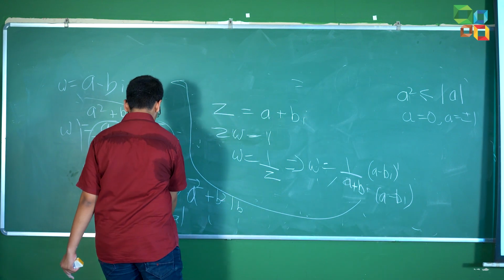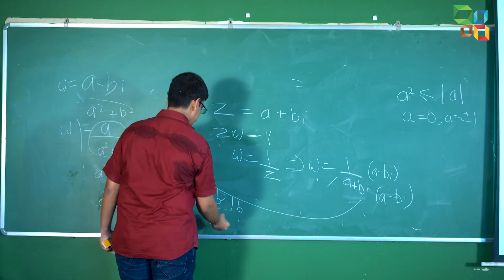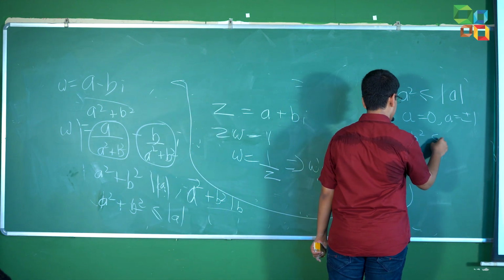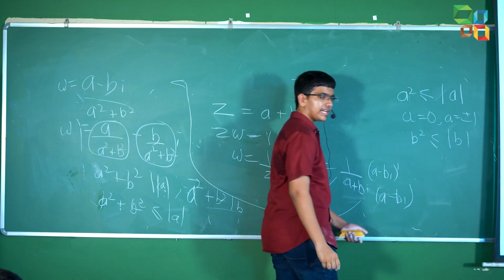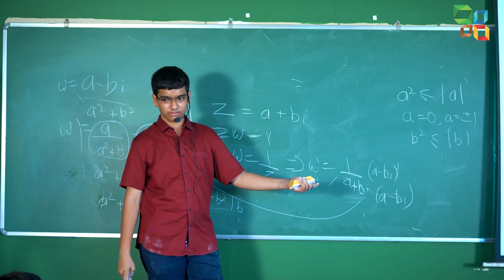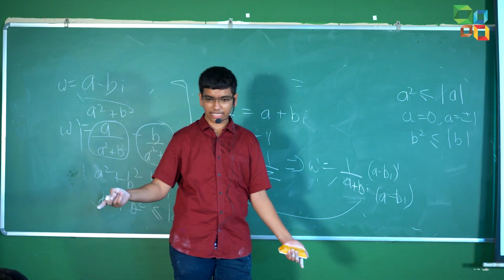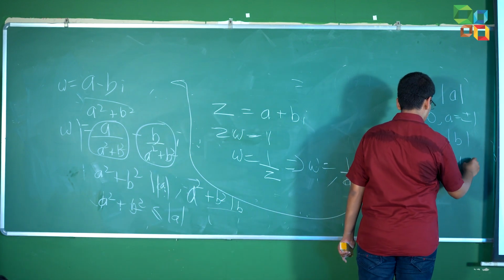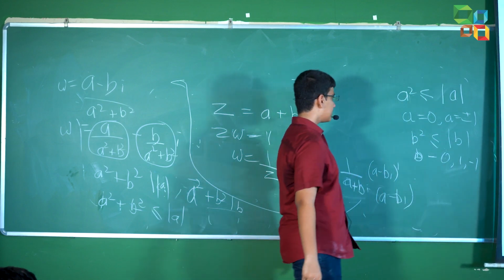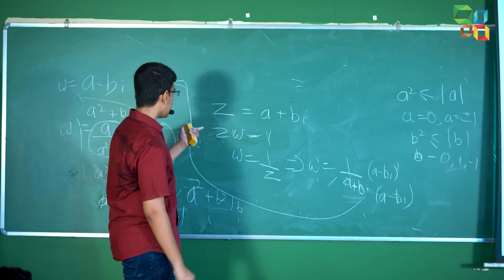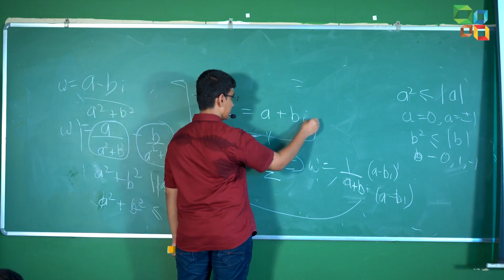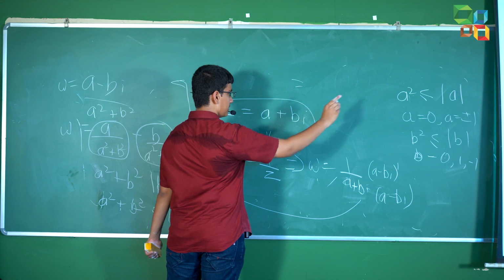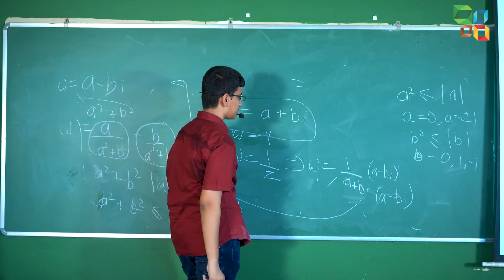Similarly, over here, you put a as 0. You get b squared is less than or equal to mod b. Where can this be true? 0, 1, negative 1. Again, same thing. So b is 0, 1 or negative 1. Right? So now, what are a and b? They're just this, right? So you put in all those values. You have 0, plus or minus 1, right?